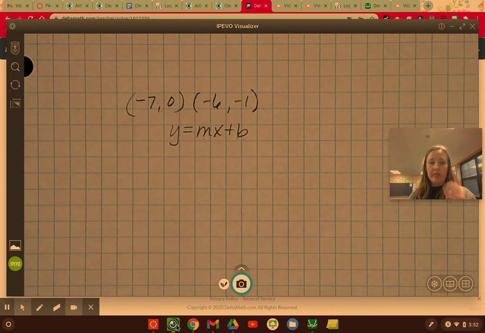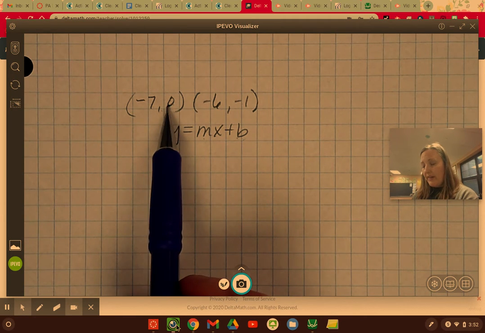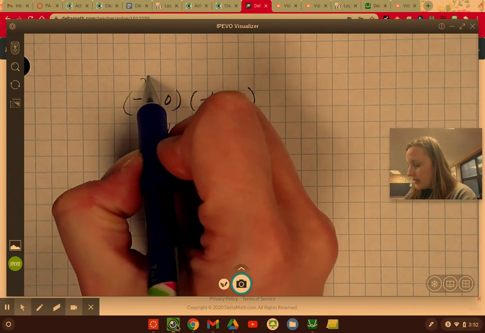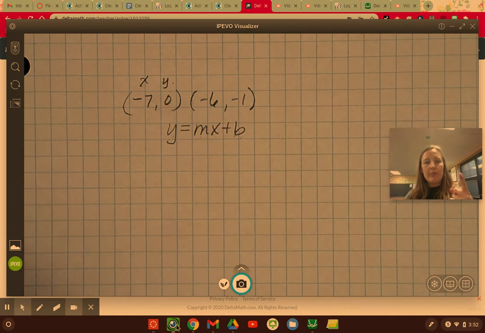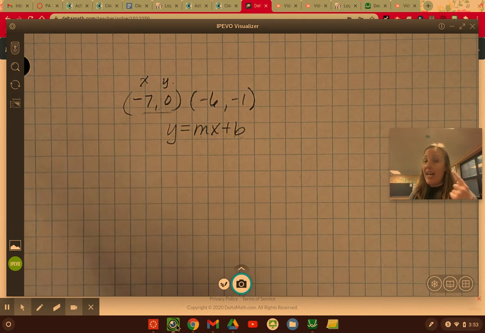So first off, I noticed something. If I have a zero anytime in an ordered pair, remember this is the x and this is the y. Do you remember the x and the y-intercepts? The x-intercept is what you have when y equals 0. So I have right here the x-intercept, but is that actually what I need? Not to write the equation, I need the y-intercept.